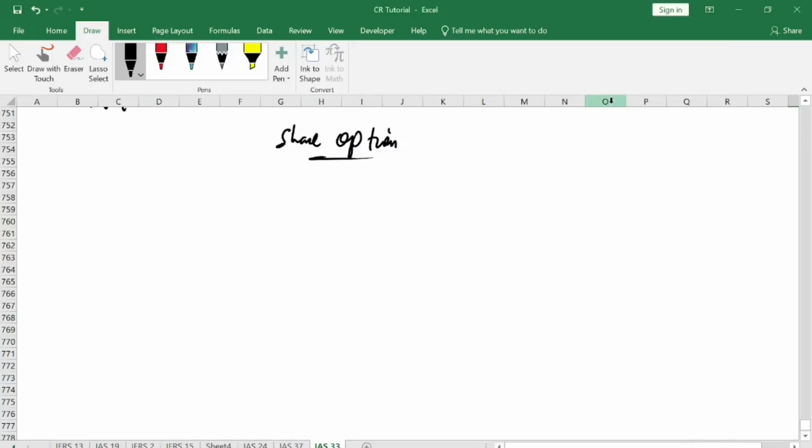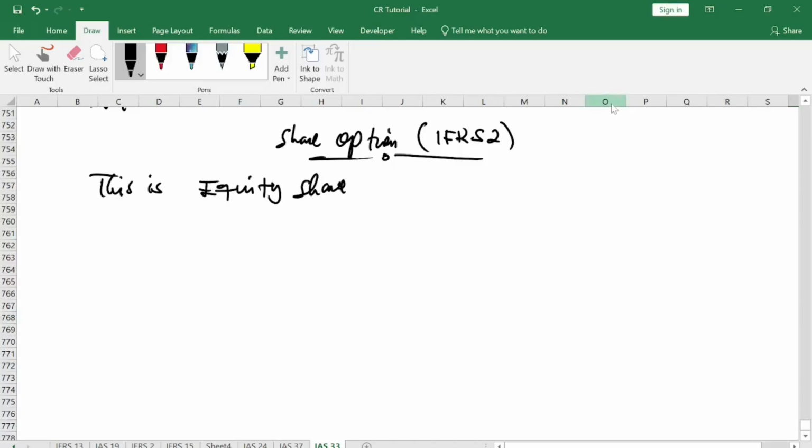Now, share option. Share option is under IFRS 2, and this is equity share settlement under IFRS 2. So what is this all about? This is the situation when a company decides to give their employees a share.